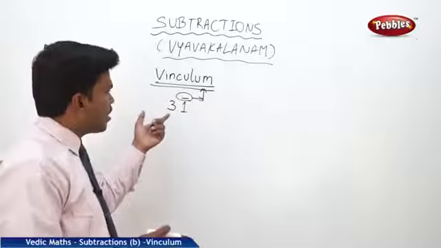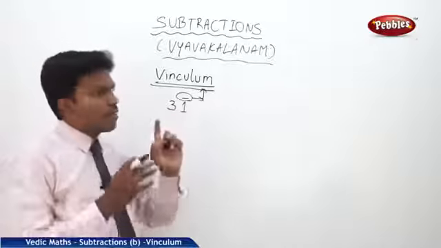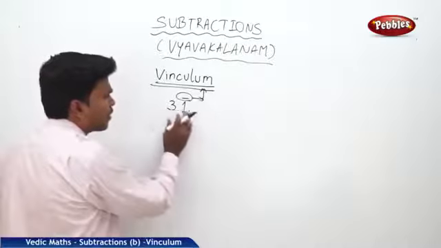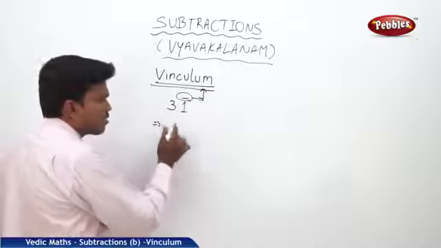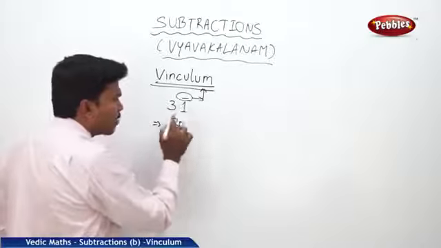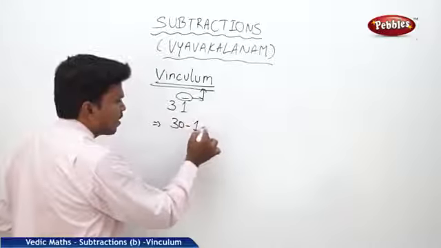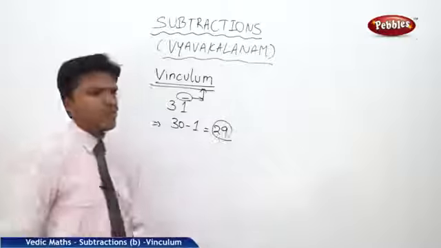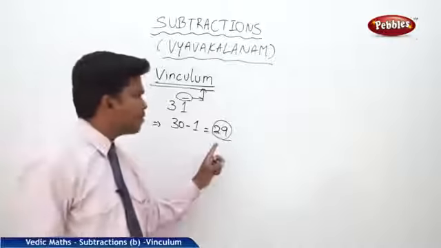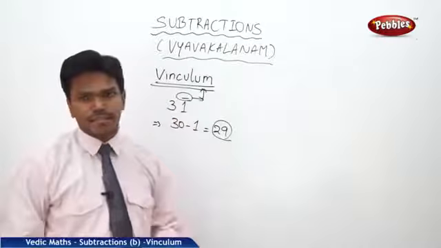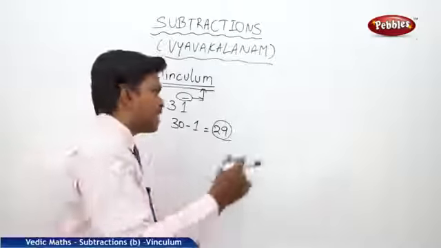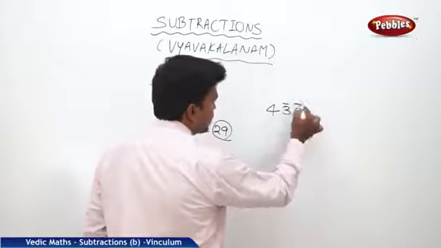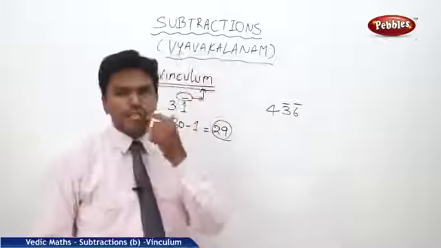So what is the purpose of this number? Now let us see. Suppose 3 1 bar means 3 is in tens place, so 30 1 bar is nothing but minus 1. So what is 30 minus 1? 29. That means the actual number is 29, but we are representing this number in the form of vinculum like this. Suppose we'll take one more example, 4 3 bar 6 bar.